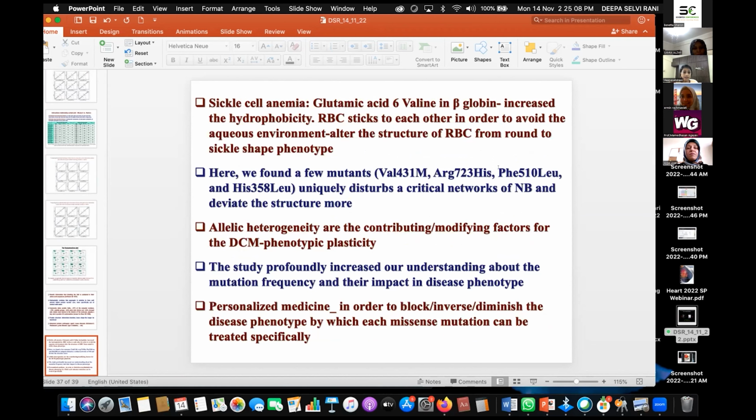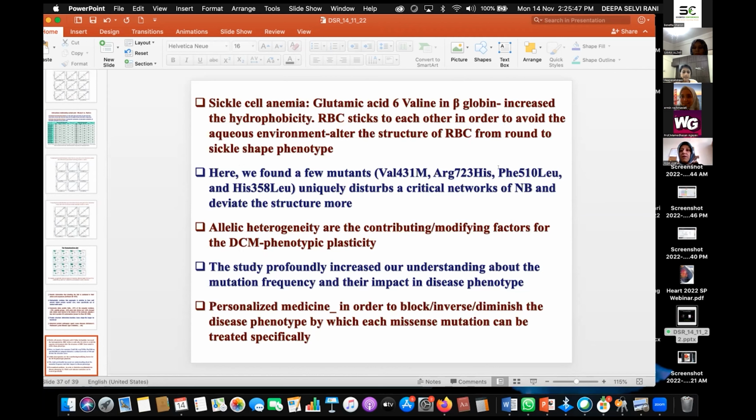We were wondering how a single amino acid can make this difference. It is not only now; it was previously reported in sickle cell anemia, where glutamic acid at the 6th position is replaced by valine. It increases the hydrophobicity. The RBCs stick to each other in order to avoid the aqueous environment, altering the RBC structure from round shape to sickle shape. Here also we found a few mutations uniquely disturbing a critical network of non-bonding interactions and deviating the structure more.